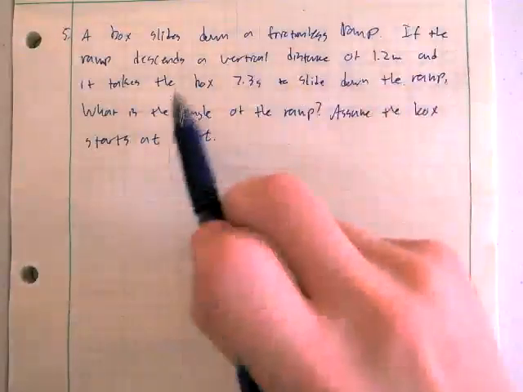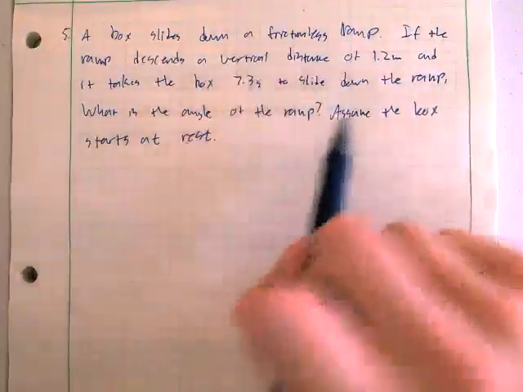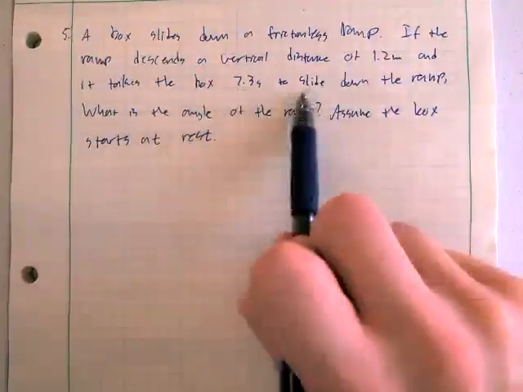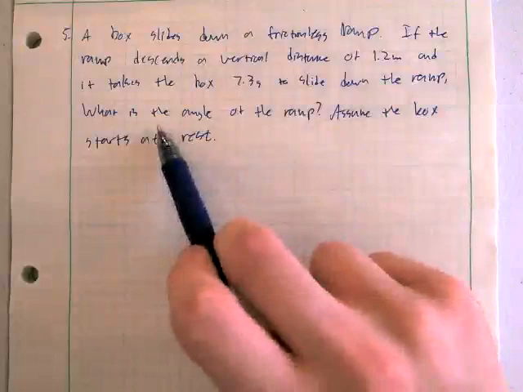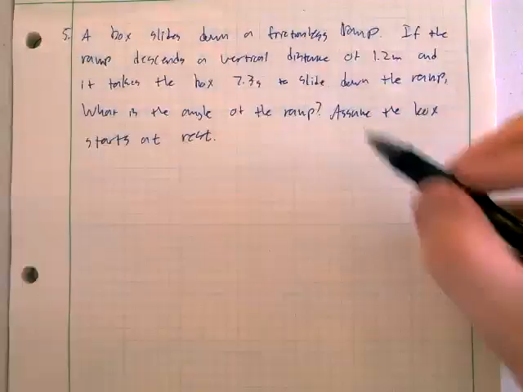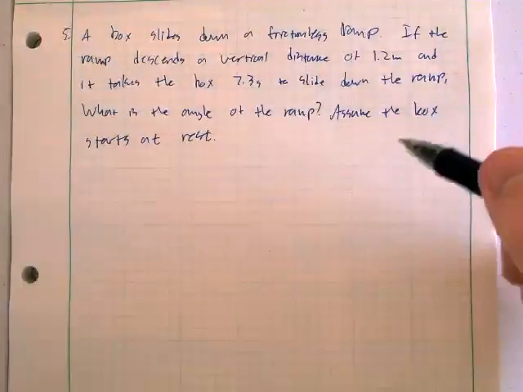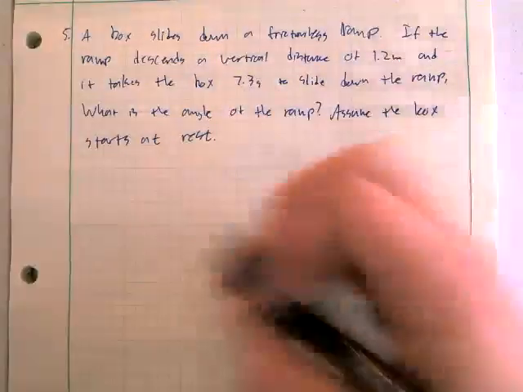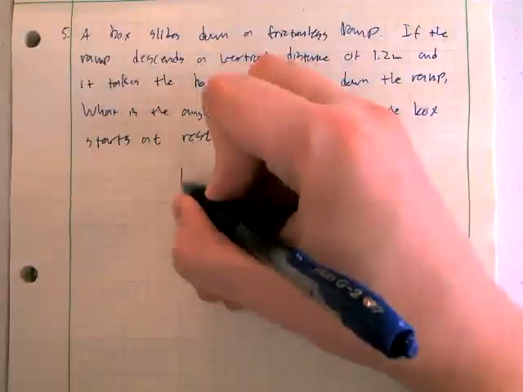We're going to say the ramp descends a vertical distance of 1.2 meters and it takes the box 7.3 seconds to slide down the ramp. What is the angle of the ramp? We can also assume, we have this note here, that the box starts at rest, right? So we're given how long it takes this box to slide down the ramp. So let's draw our picture here.